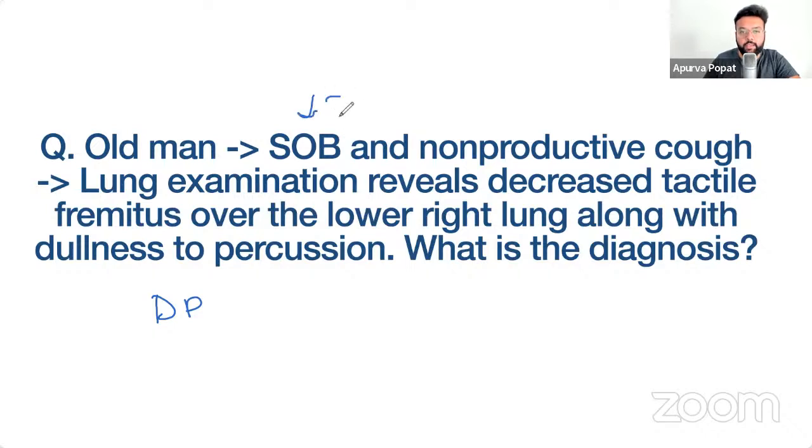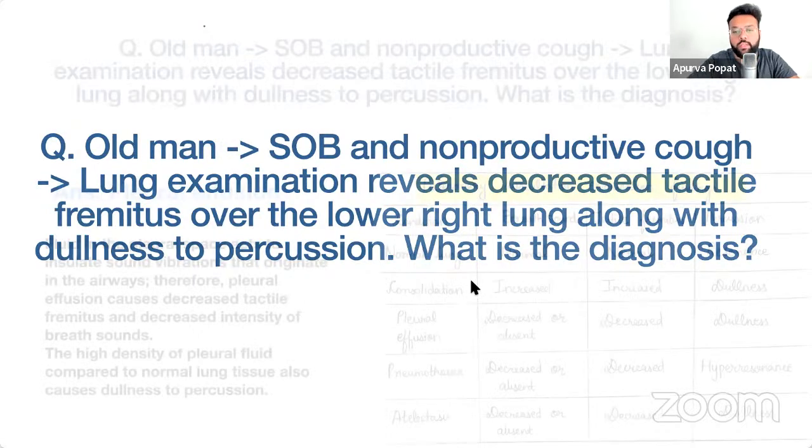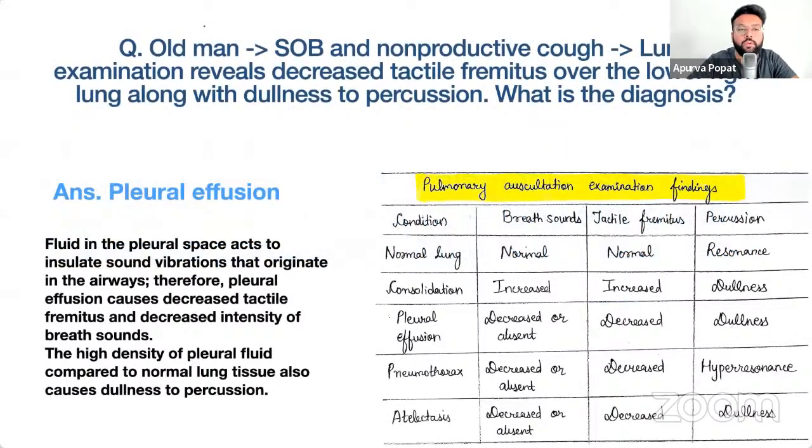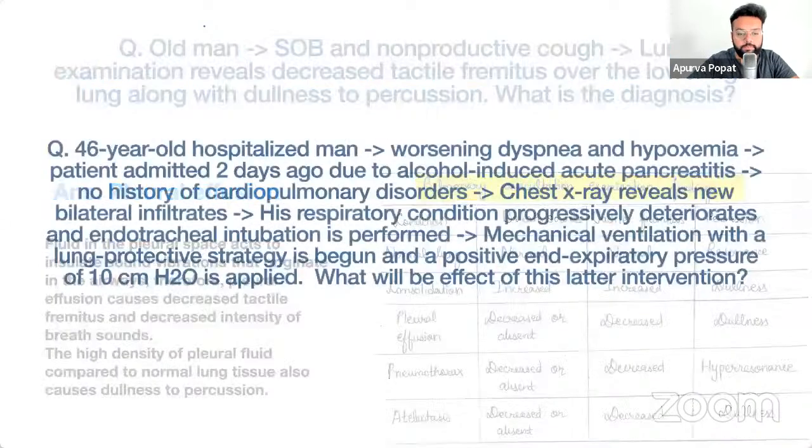If you are having less TVF along with dullness, can this be consolidation? No. Can this be pneumothorax? No. In pneumothorax, you have hyperresonance. Can this be pleural effusion? Yes. Can this be atelectasis? Yes. So this can be either pleural effusion or atelectasis, so depending on the option, you have to choose that. Probably the option was pleural effusion, so that's why that's the correct answer.